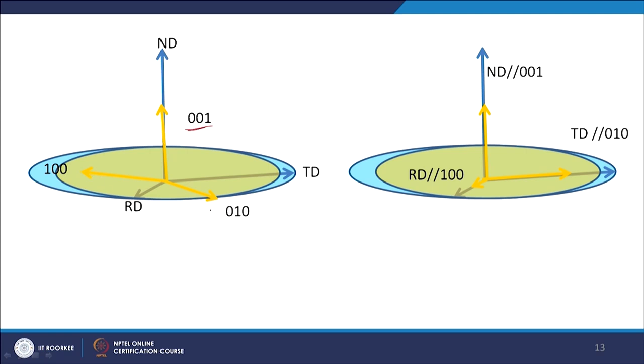But still 100 and 010 are not parallel to RD and TD. Since these two are now aligned, and both these directions are in the same plane of the sample geometry, I know how much rotation will be required to bring 100 in coincidence with RD and 010 in coincidence with TD. Let's call that phi 2. So if I give these three rotations, I will be able to bring the unit cell from whatever orientation it is in to the sample geometry. That defines the orientation of this particular unit cell.